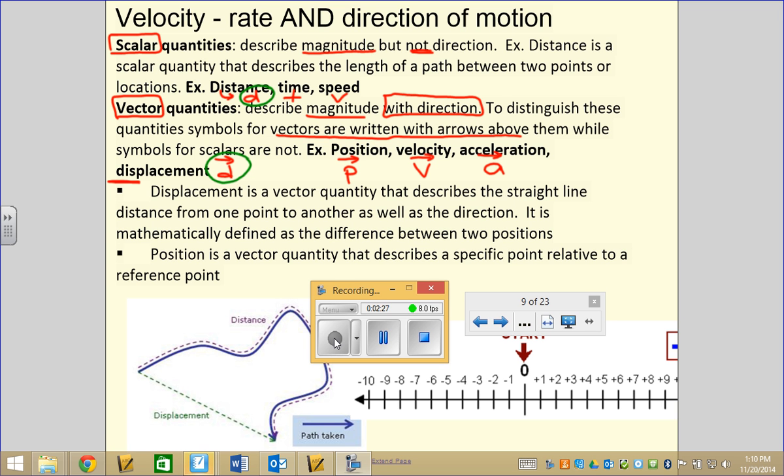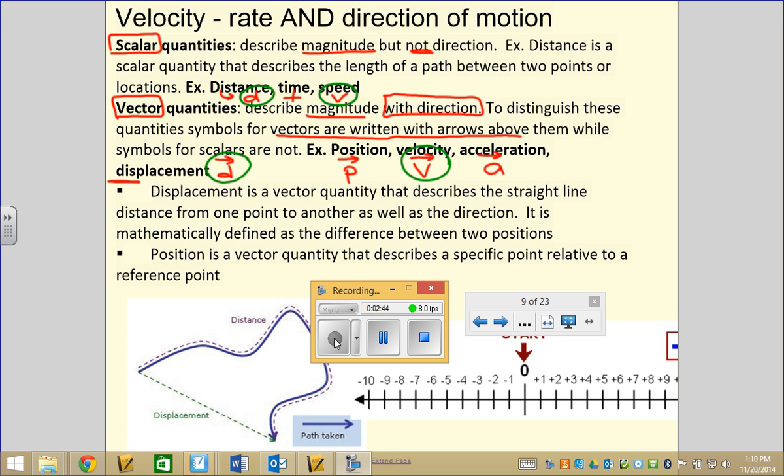Yes, Ryan? That's a D, yep. Lowercase d with an arrow over top of it. The same thing goes for speed and velocity. Speed is a V, and so is velocity, but velocity has an arrow over top of it.